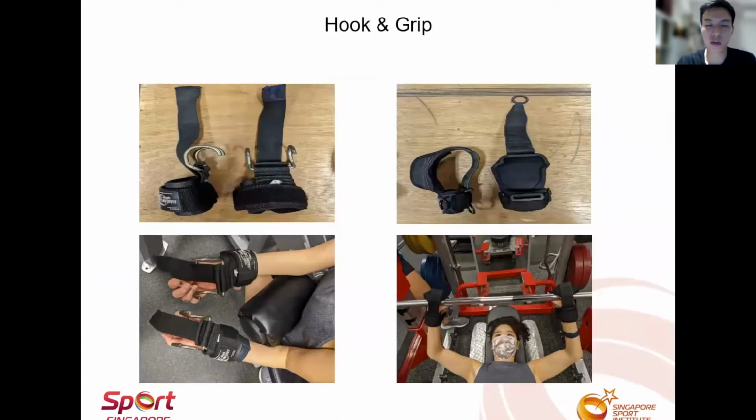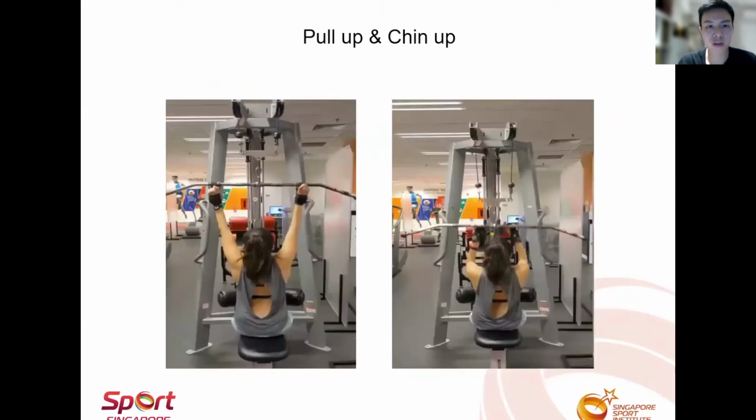In order to help her lift the weights, as you know, she doesn't have any grip strength. We use hooks and grips to help facilitate this. This is an example of a hook grip that she uses for a lat pulldown machine, for both pull-up and chin-up.